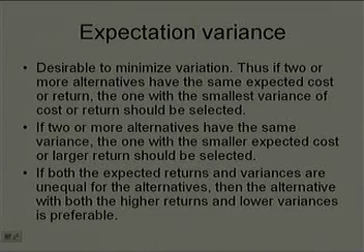So first part, if you look at this particular slide, it's clear. It says it is desirable to minimize variation, and it further says if two or more alternatives have the same expected cost or return, the one with the smallest variance of cost or return should be selected. And this is what I have been able to show you with the help of that diagram. Now we will go to next one. What happens if two or more alternatives have the same variance? In that case, the one with the smaller expected cost or larger return should be selected.